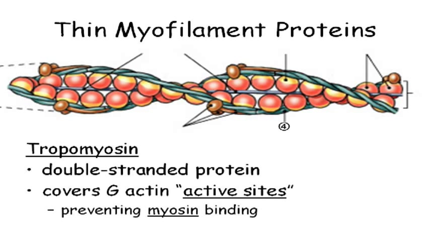That's this thing. See that? Looks like a little rope or something. And notice that the tropomyosin is covering what? Covering the active sites. The active site, that spot on each little globular actin, is like a handle for myosin. It's where myosin can attach to the actin.